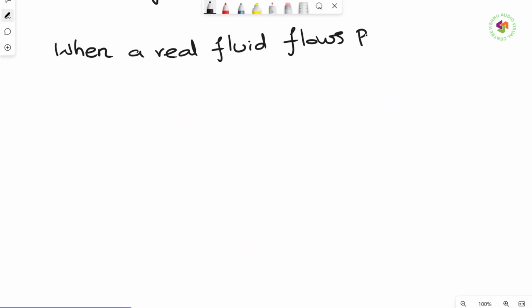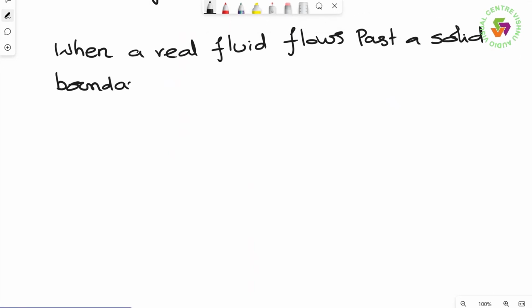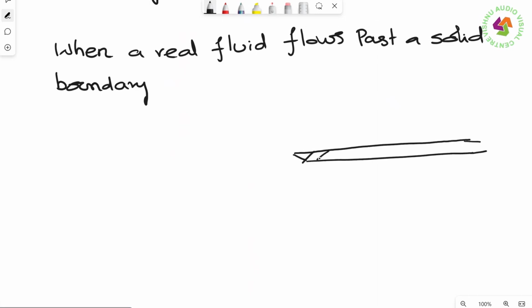So if I take, when a real fluid flows past a solid boundary, for example, I take this as some solid boundary, a glass plate like. Now the real fluid flows past this solid boundary.